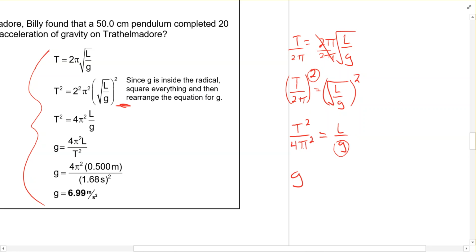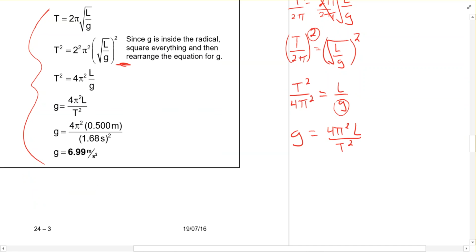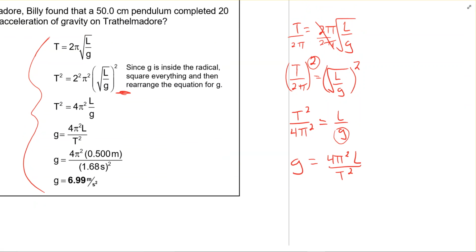T is going to go down and 4 pi squared is going to go up. So this is going to be 4 pi squared times the L that's already up there divided by T squared. So hopefully that made sense. If it didn't, I would definitely practice because you're going to need to be able to do that.